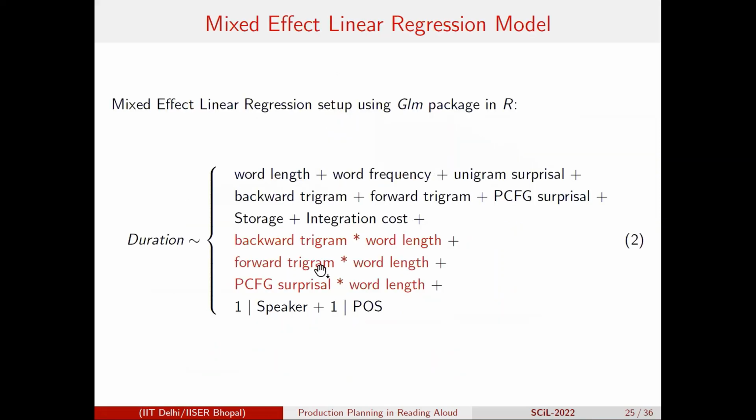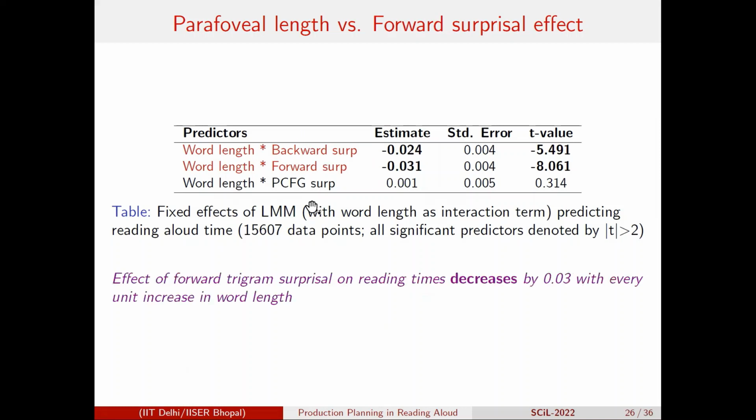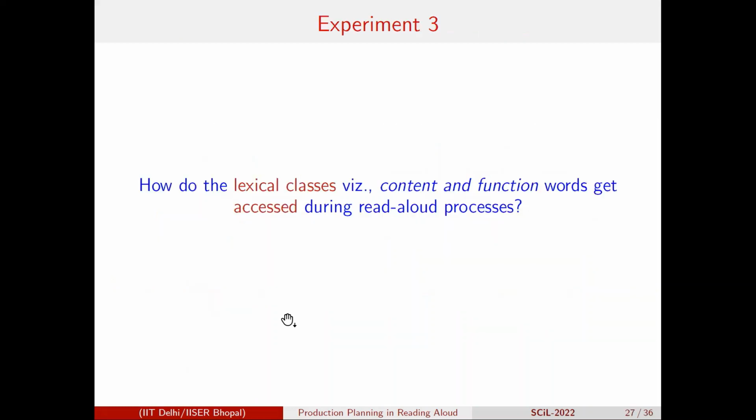In order to investigate this, we check the interaction effect of word length with the surprisal, and the results are indeed in the expected direction. The regression coefficient comes out to be negative for both forward as well as backward. So we argue that the efficacy of this contextual predictability on word durations decreases with every unit increase in the target word's length.